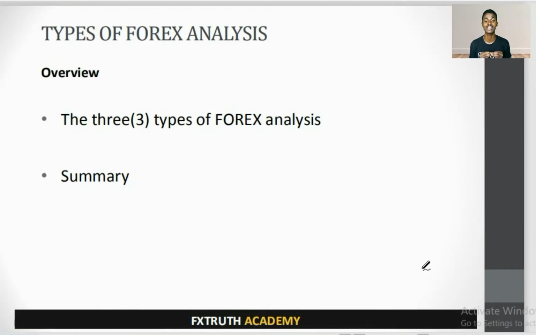Today we're going to be looking at the three types of forex analysis. Ahead of today's class, we're going to be having a summary.